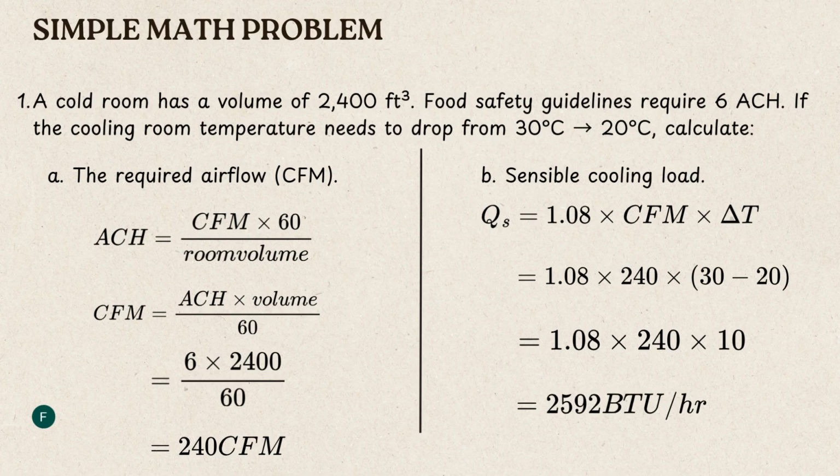For part B, find the sensible cooling load. Here, we use the formula sensible heat load equals 1.08 times CFM times delta T. We already calculated the CFM as 240 and the temperature drop is from 30 to 20, so delta T is 10. Then we multiply 1.08 times 240 times 10 and we get the sensible cooling load of 2592 BTU per hour.